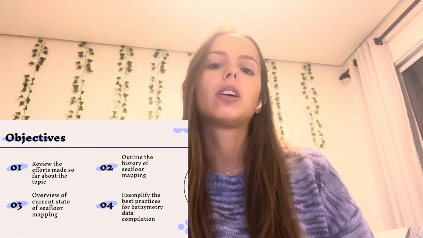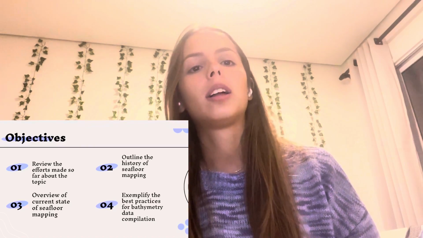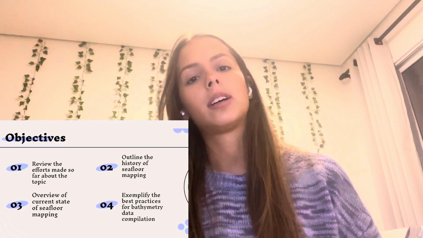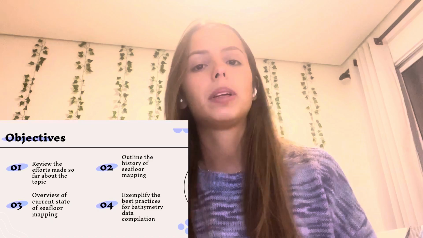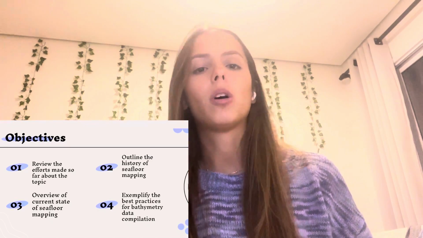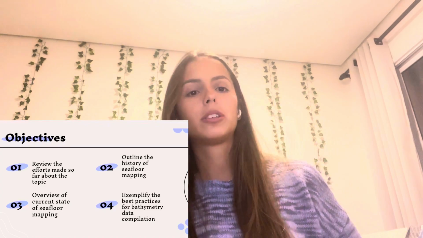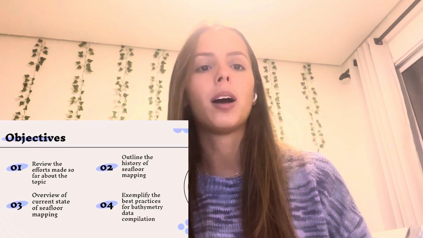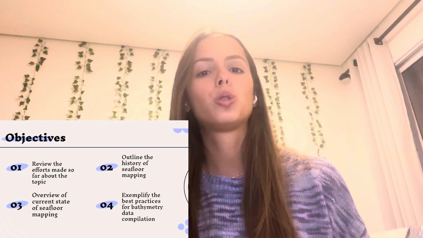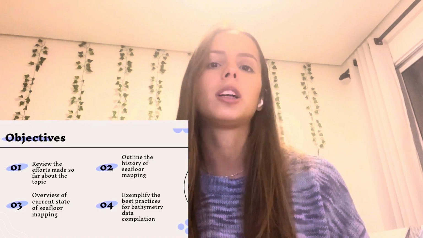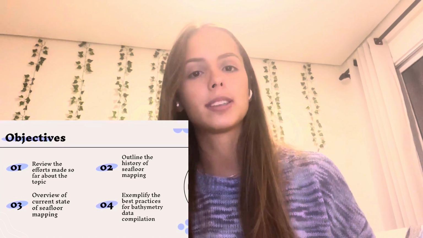To start out, we're going to talk a little bit about the four main objectives of the study presented by the authors. The first one is a review of the efforts made so far. The second one is a context of the history: what has been done in the past, and what kind of materials and instruments they used to map the ocean floor. The third one is an overview of the current state of seafloor mapping, with main focus on large-scale mapping tools. And the fourth one is to give some examples of the best practices in bathymetry, for example, data compilation, archiving of source data, and other examples.